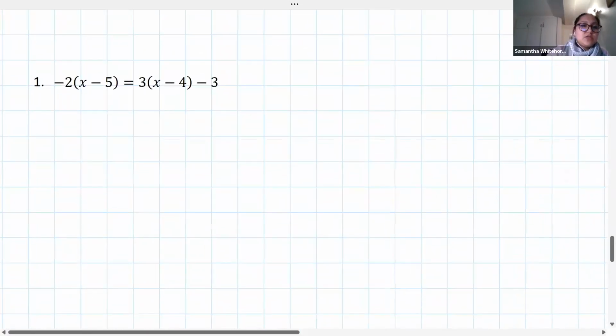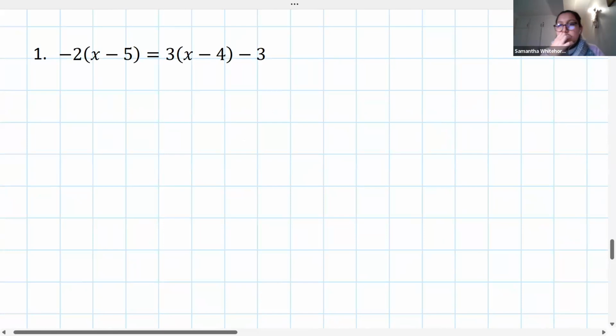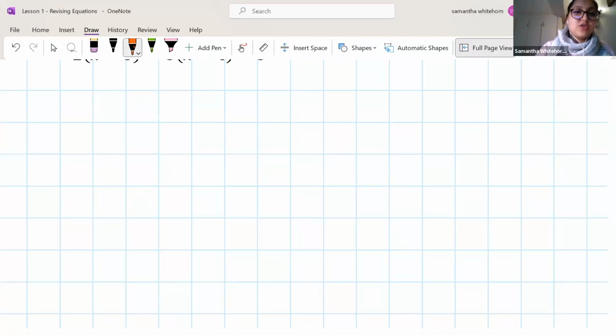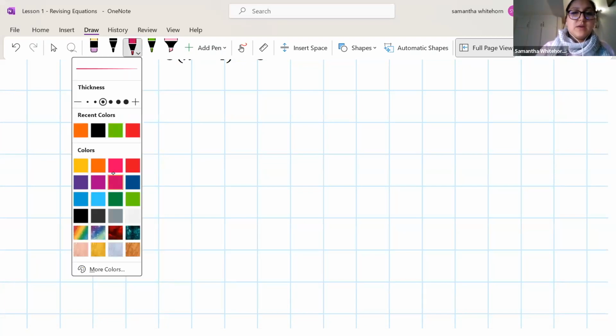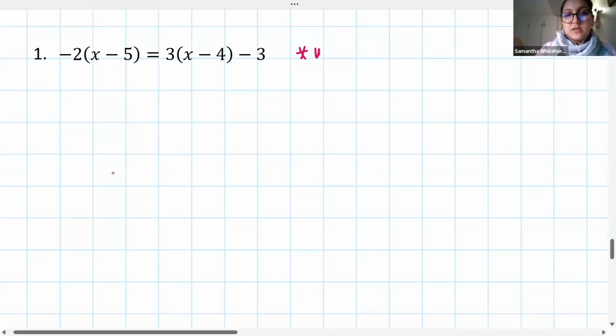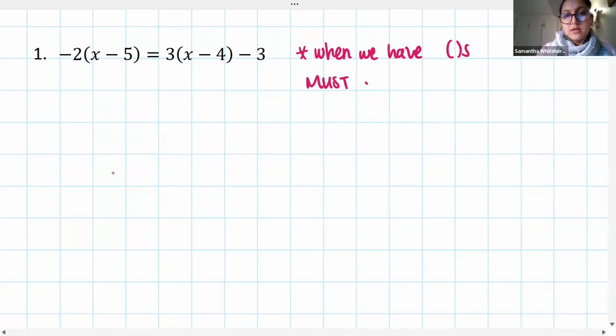All right, guys, so I'm going to do this one with you again, and then you'll have one to try by yourselves. Whenever we've got brackets in our equation, it means we need to distribute. So whenever we see these brackets, we must distribute first, because otherwise, again, we're going to get some weird and wonderful answers.